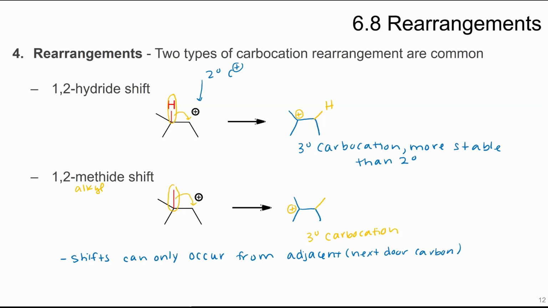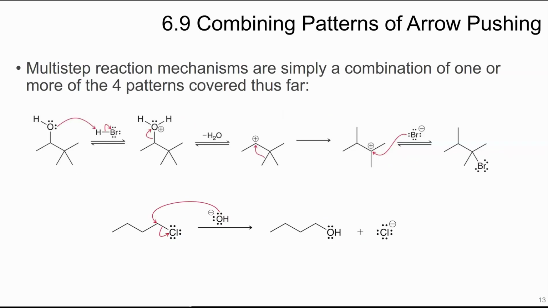And it only occurs if a more stable carbocation results. So if we formed a tertiary carbocation, it would not shift backwards to make a secondary because that's less stable. Or if you had a secondary carbocation, it would not shift to form another secondary carbocation.